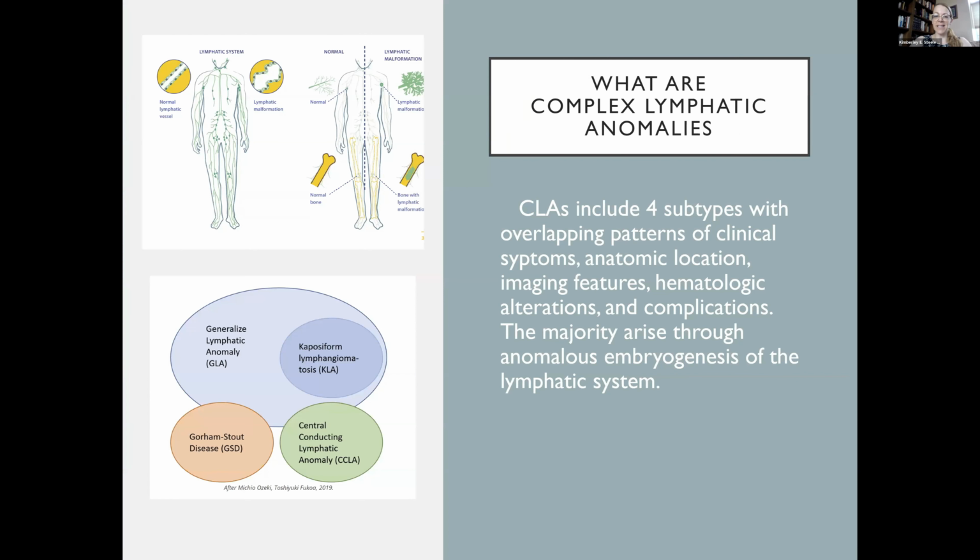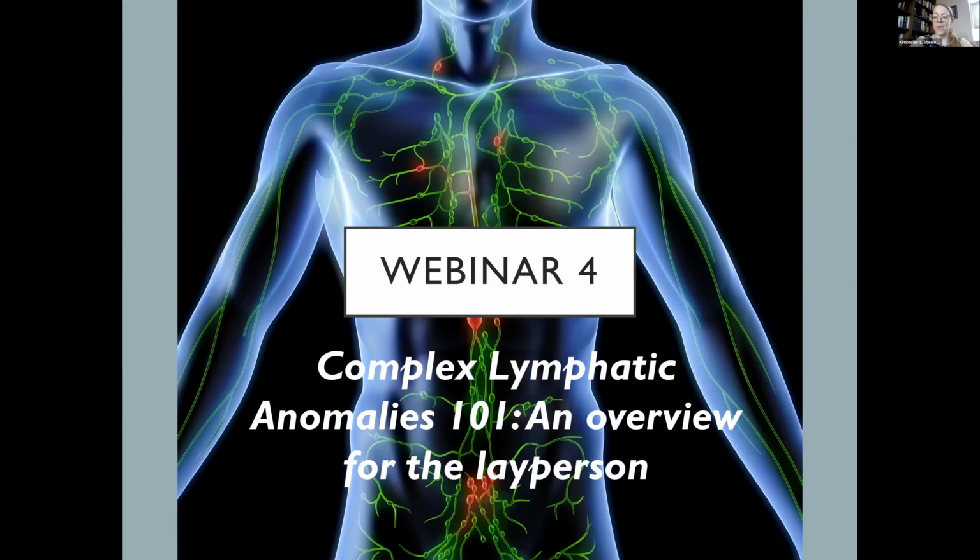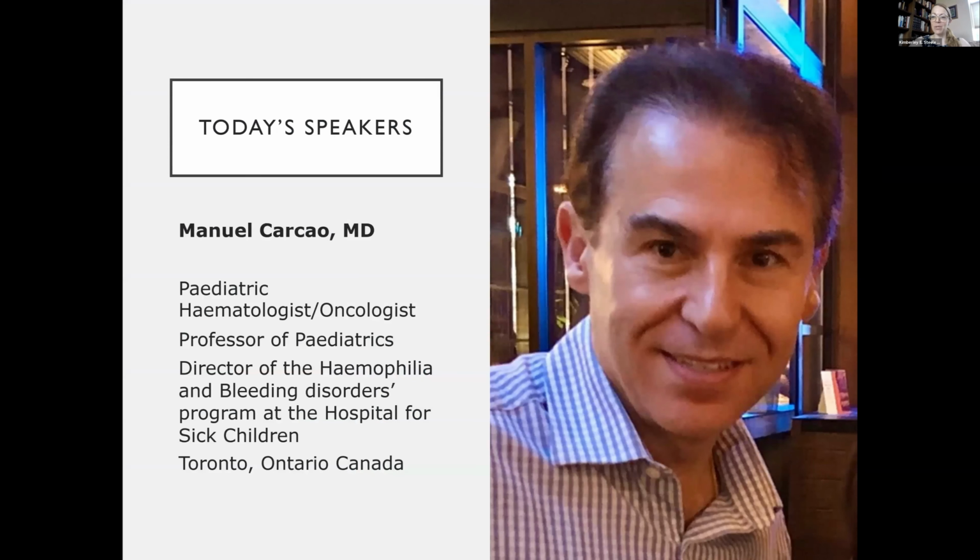Now, if you've attended the previous 3 seminars, I've given you a little background, very short, about what complex lymphatic anomalies are. However, I can skip this today because our webinar number 4 is entitled Complex Lymphatic Anomalies 101, an overview for the layperson. And I am super excited today to introduce Dr. Manuel Carcao, MD, and he is a clinician investigator and hematologist in the Division of Hematology, Oncology, and professor of pediatrics at the University of Toronto.